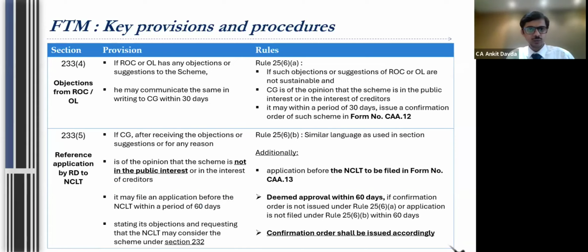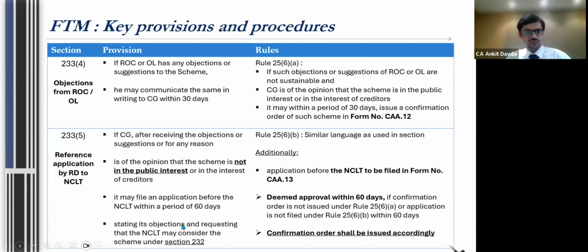30 days, RD needs to wait for ROC and OL, and within the next 30 days, either RD has to approve the scheme under 233(3) or (4) subsection by issuing an order of confirmation in CAA 12, or RD is to refer the matter to the NCLT along with its opinion on why RD believes that such a scheme is not in the public interest or the interest of the creditors, and stating its objections.